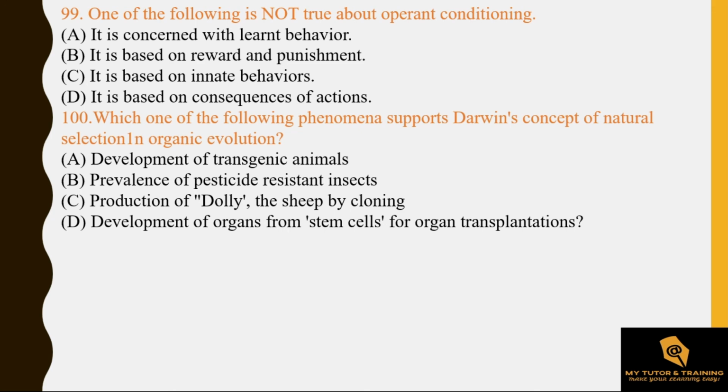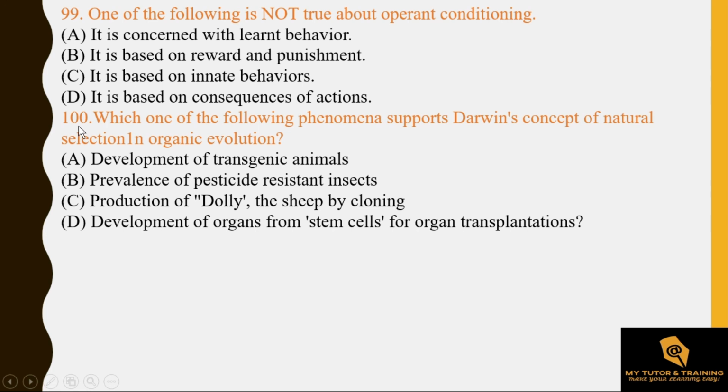It's not based on innate behavior, which means operant condition is concerned with learned behavior, based on reward and punishment. It is trial and error method of learning, and as well as based on associations of behavior response to stimuli. That's why choice C is not based on innate behavior.